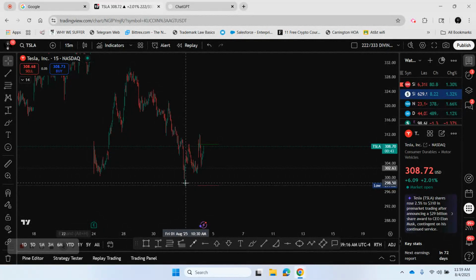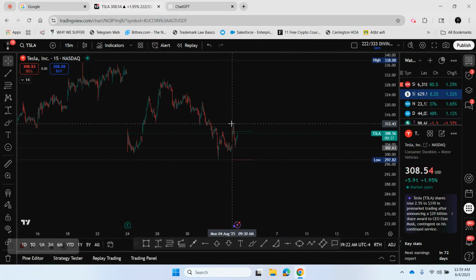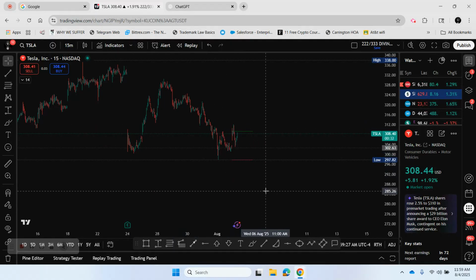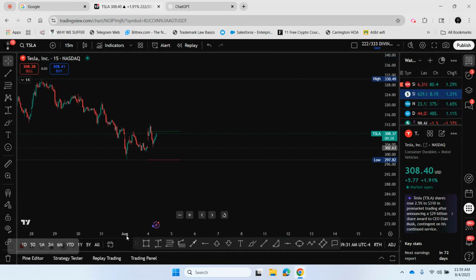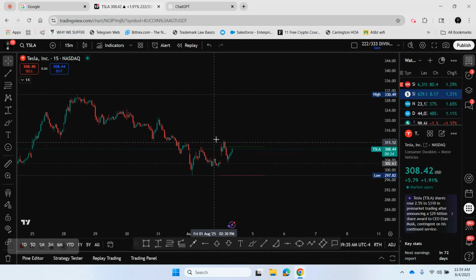Alright guys, so I'm on the Tesla 15-minute chart. Let's say I'm looking at this particular chart and I have really no idea what I'm looking for. Now for me, like I said, I use my Fibonacci setup, so I know how to trade. Let me give you an example.